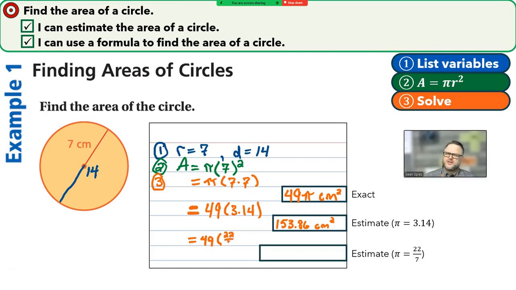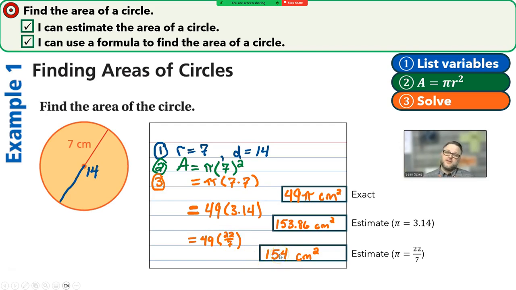Now that number is not just pulled out of thin air. If you take 22 divided by 7, the first 3 digits you get are 3.14. So it's kind of the same thing, but if you notice, when we did that, because 49 is a multiple of 7, they canceled out to leave 7 times 22, which is 154, which is a nice answer.